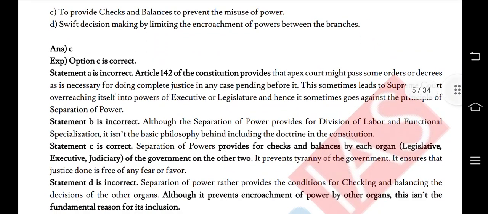Statement A is incorrect. Why it is incorrect? Article 142 of the Constitution provides the apex court might pass some orders or decrees as is necessary for doing complete justice in any case pending before it. They sometimes lead to Supreme Court overreaching itself into powers of executive and legislature, and hence it sometimes goes against the principle of the separation of power.